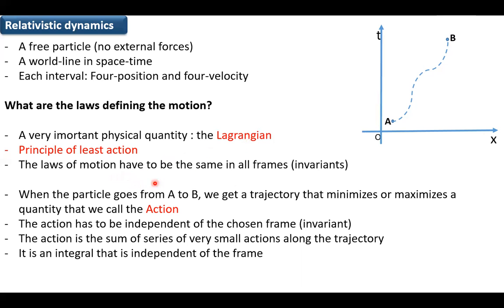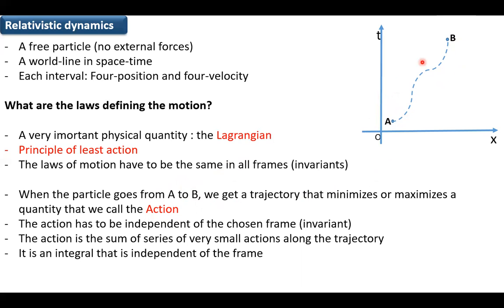So when a free particle goes from A to B, it goes along a trajectory. We get a trajectory that minimizes or maximizes a quantity that we call the action. Maybe last year or in other courses you are used to calling it J, the Jacobian, or the action of Jacobi, or whatever you called it before. This quantity we will call the action. All reference books now call it the action.